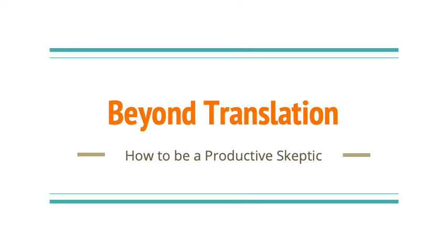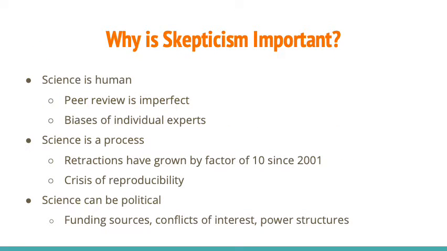This leads me to that second responsibility of being a science writer, the other bottom line, moving beyond translation by maintaining a healthy sense of skepticism. It sounds obvious, but it's worth saying. Science is a human endeavor, and as Alexander Pope once said in his essay on criticism, to err is human, which is all to say that science and the scientific process is imperfect.